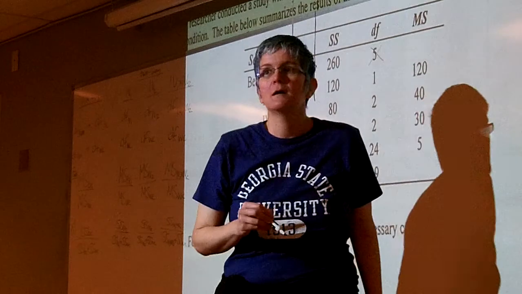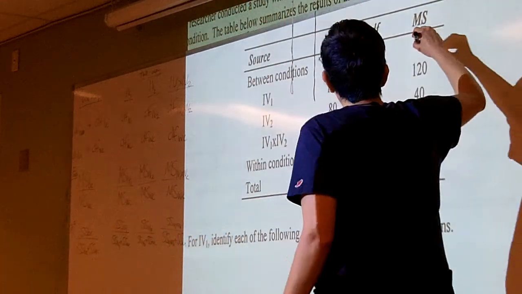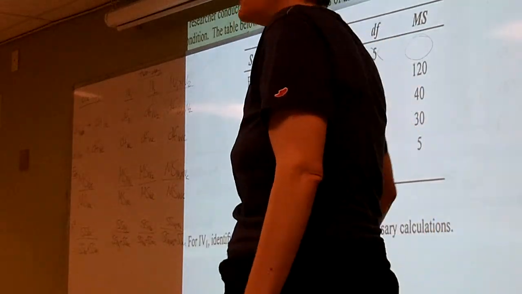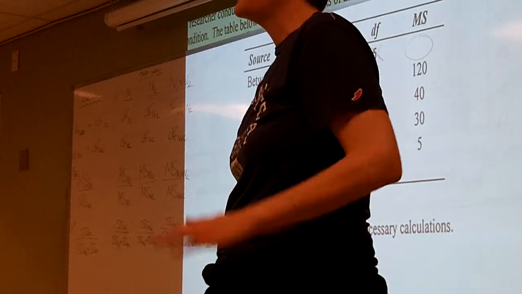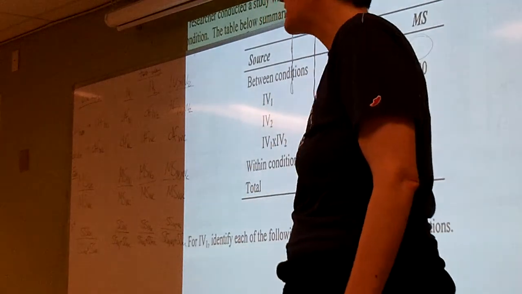I don't ever use that number, and never use the degrees of freedom between conditions at all, and I do not calculate a new value there and use it. Don't do it. That table is complete. It's got what you need. Don't calculate new stuff. Every semester I have somebody who calculates new values. You don't need them. Everything you need is right there.